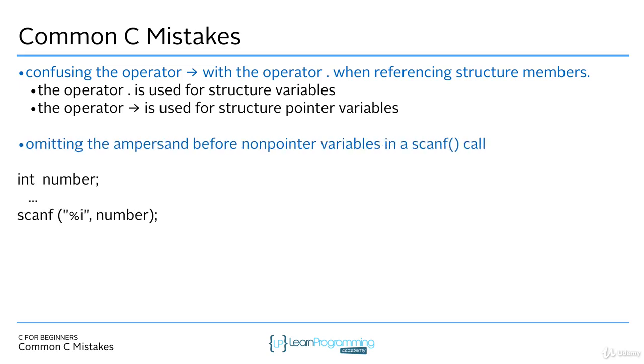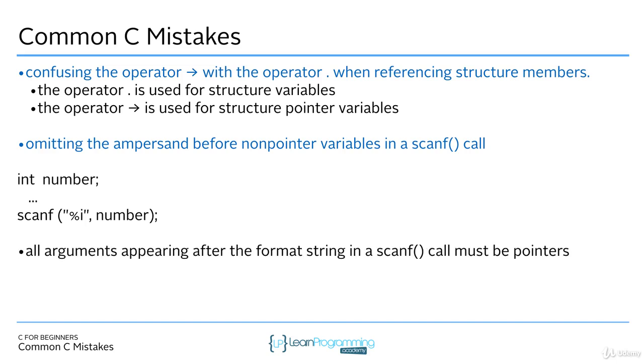Omitting the ampersand before non-pointer variables in a scanf call. So remember our scanf call, it expects a pointer as a second argument, and that means an address. When we declare a variable of type int, that's not a pointer. So in order to allow scanf to store that data in our int variable, we have to pass it the ampersand to say it's an address.